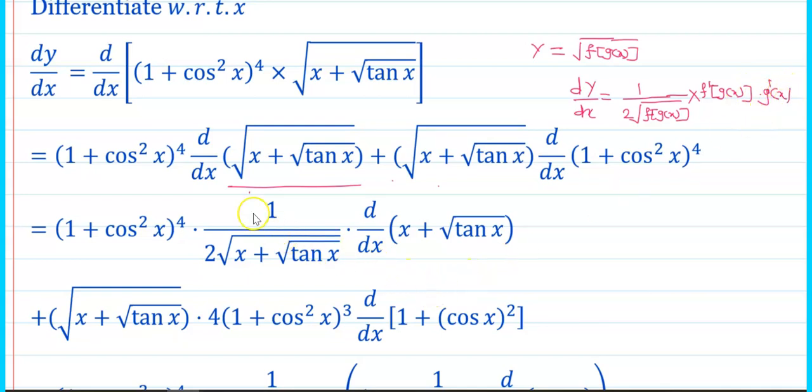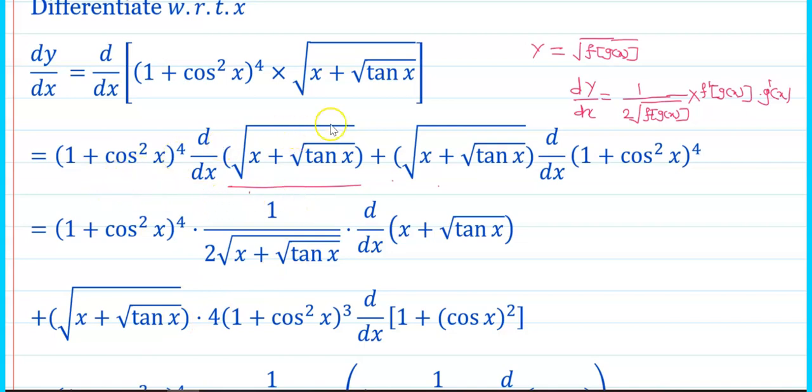Okay. Now see this here. d/dx of root of f of g of x. First, the derivative of this root of quantity is 1 upon 2 times root of x plus root of tan x, into the derivative of x plus root of tan x. Okay. Plus, next, root of x plus root of tan x as it is here.